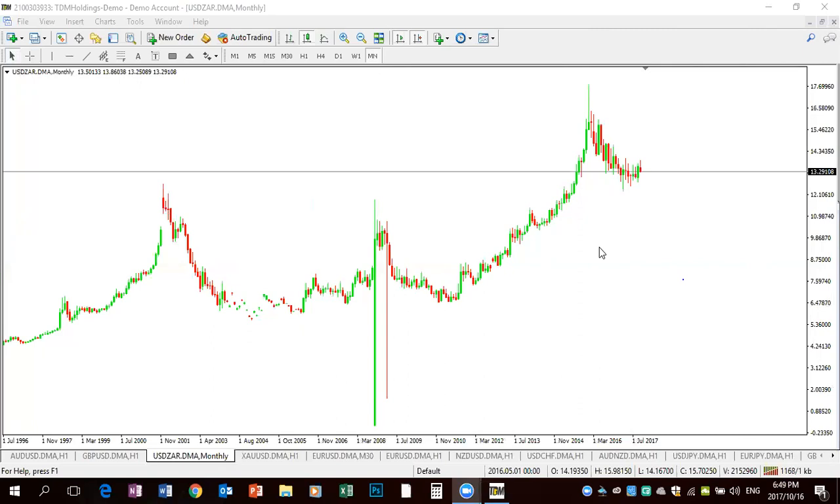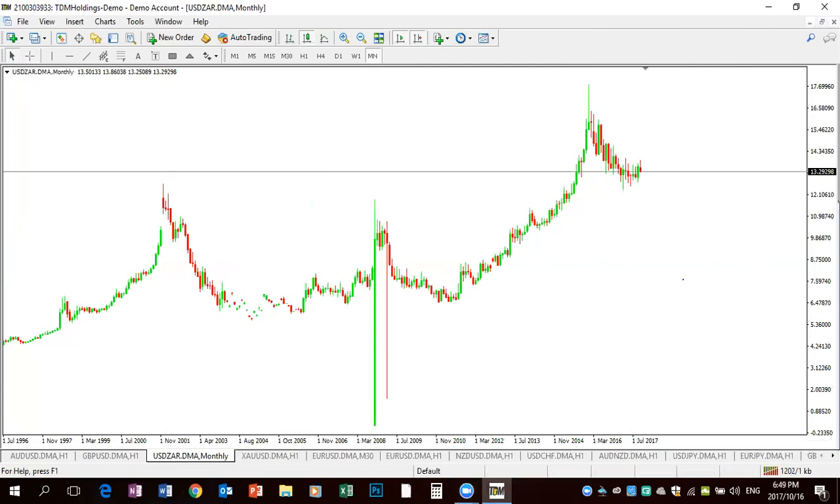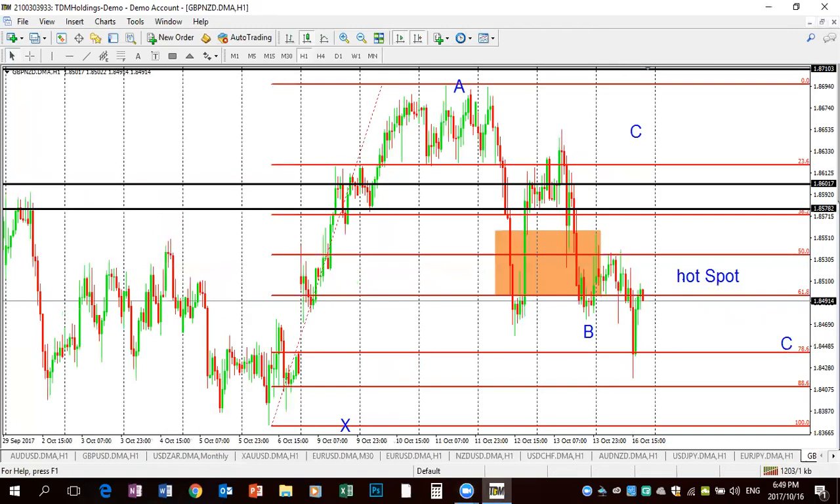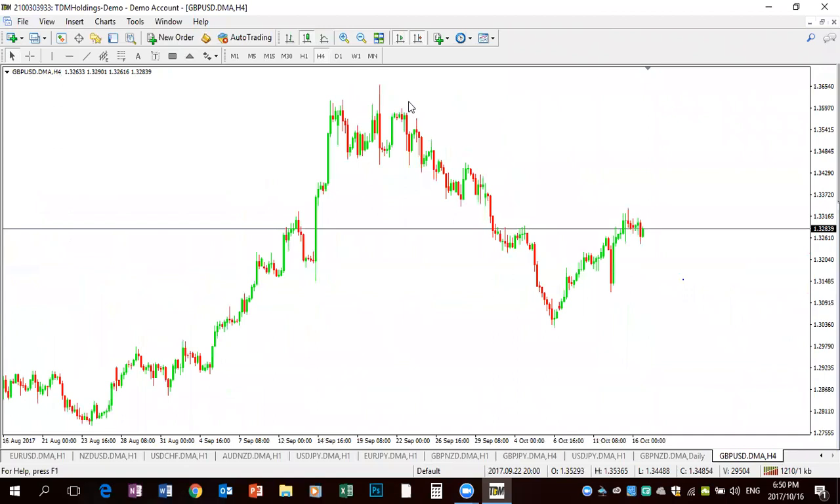Yes, we are still learning how to use the platform, and we are talking about the crosshair. This is how you use your crosshair. So we said you click and you drag it down. Okay, let's go back to GBP USD. Sorry about that. We are still looking at GBP USD.